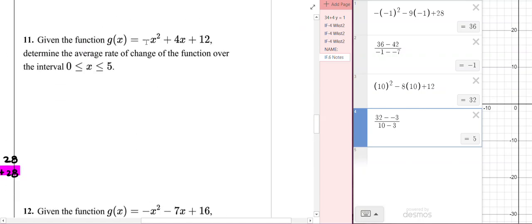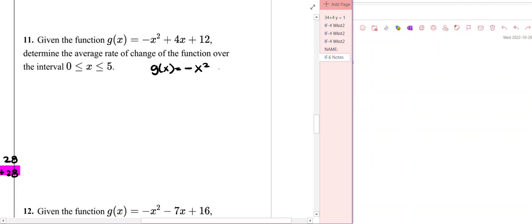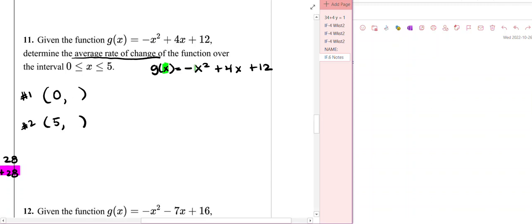All right, let's try it again. I like these because they have that negative sign at the beginning, and students tend to make a mistake right here. All right, so in this problem, once again, we're given this function that g of x is equal to negative x squared plus 4x plus 12. And we need to determine the average rate of change of this function over the interval from 0 to 5. Okay? So our point number 1 is going to have an x of 0, and our point number 2 is going to have an x of 5. We don't know the y's, but we're going to use the function to find them. And wherever we see the x's, that's where we're going to substitute in our values, okay?